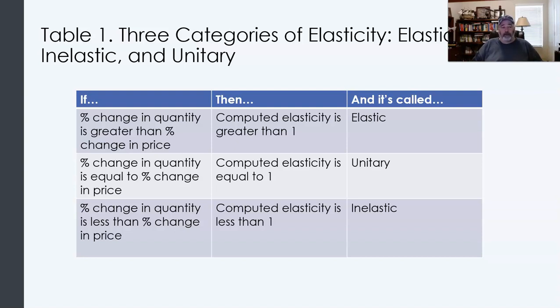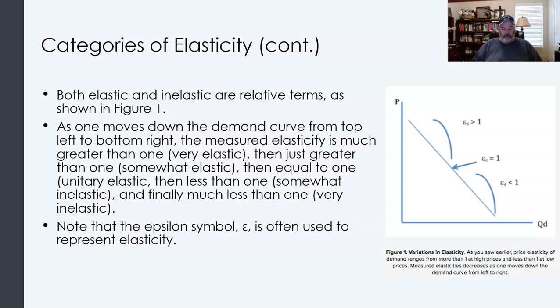Elastic: computed elasticity is greater than 1. Inelastic: less than 1, the absolute value is less than 1. Right? So the way you might want to do it, especially for elasticity of demand, is put some absolute value bars around it so that you'll know that you need the absolute value. All right.